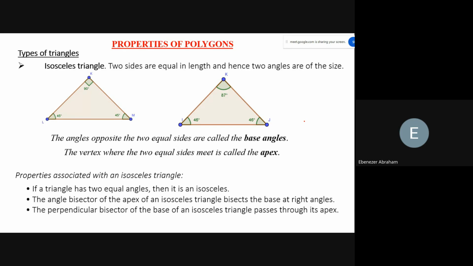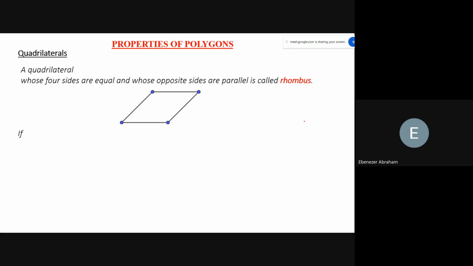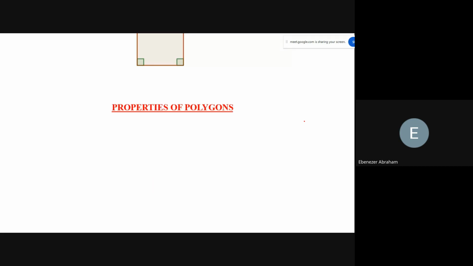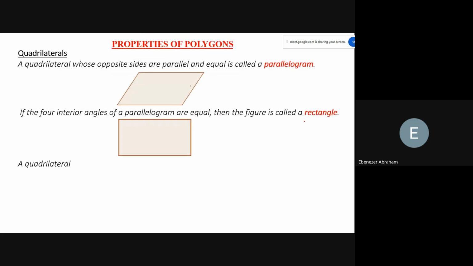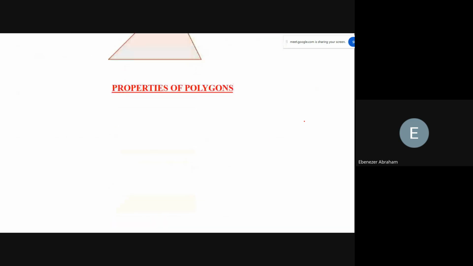Let's look at quadrilaterals. What is a quadrilateral? A quadrilateral is made up of 4 sides, therefore has 4 interior angles. Wonderful. Right. That's a quadrilateral. And we have all manner of quadrilaterals. So we have all these ones. These are just simple diagrams. You find them there. And let's go to properties.